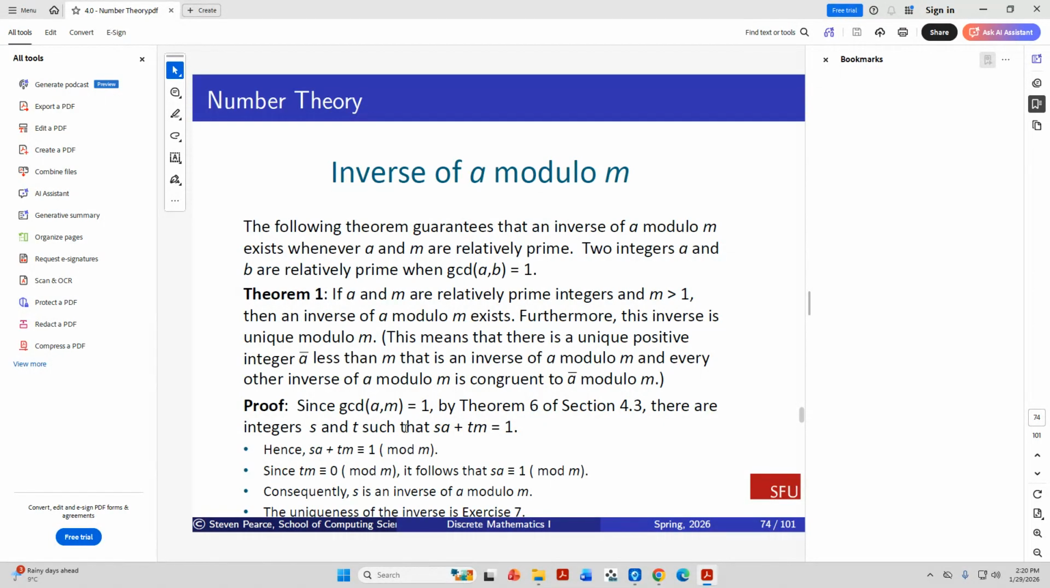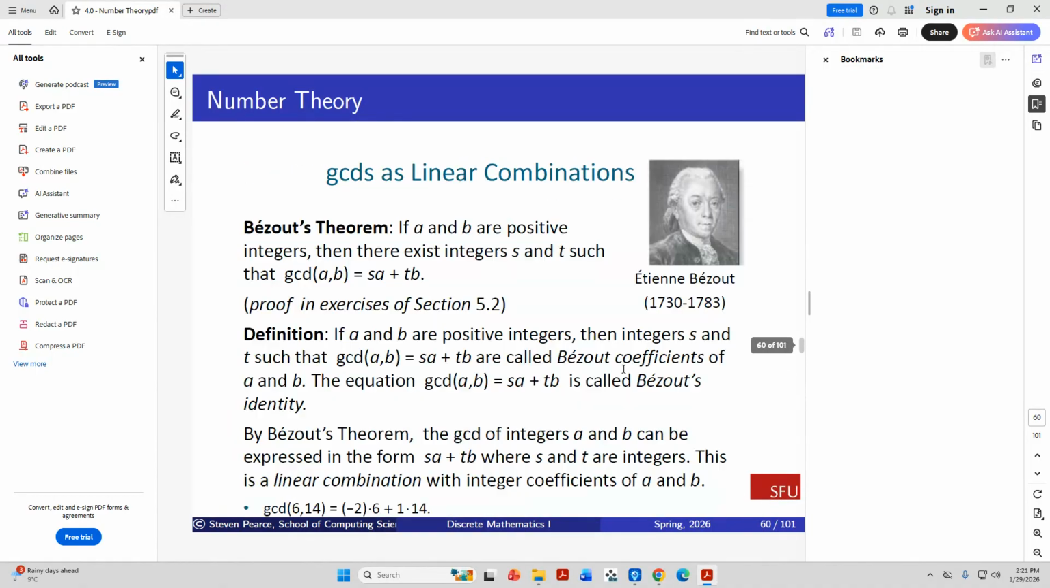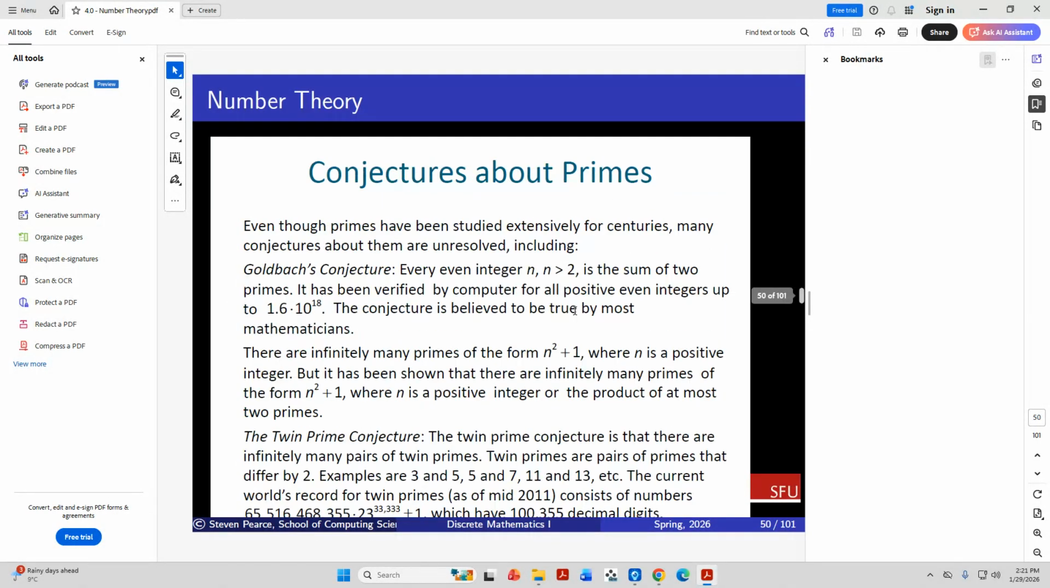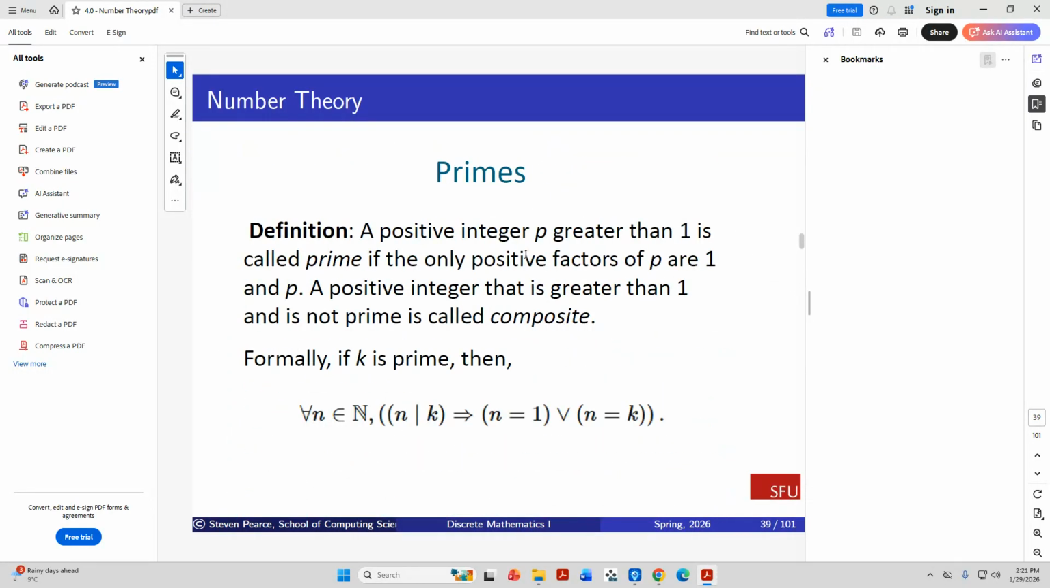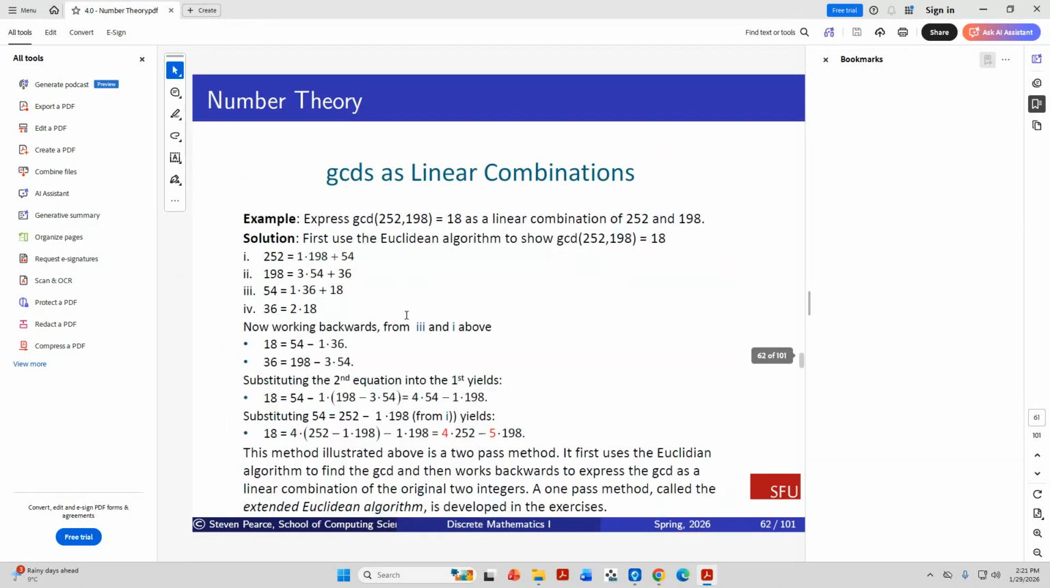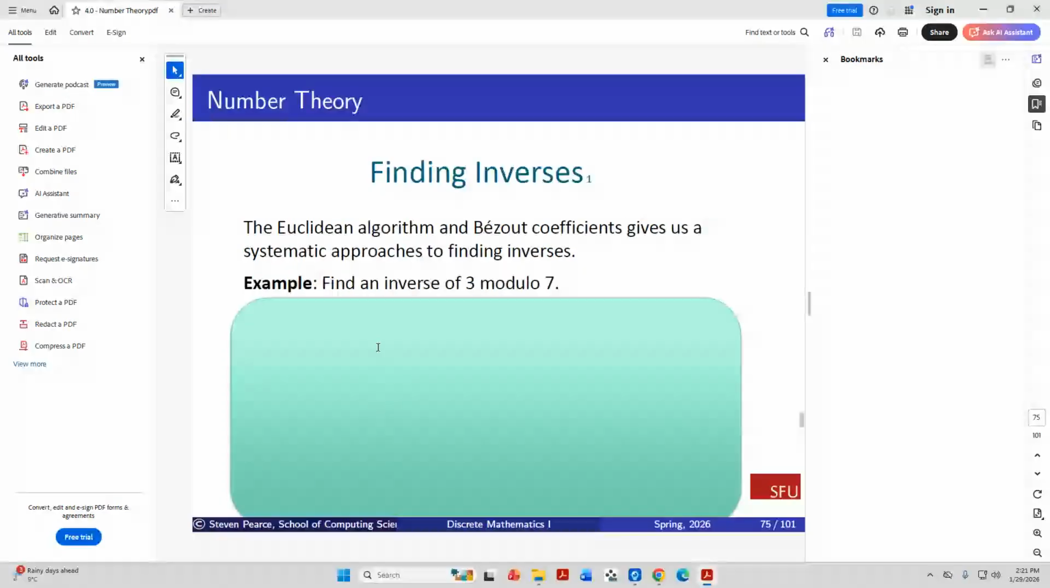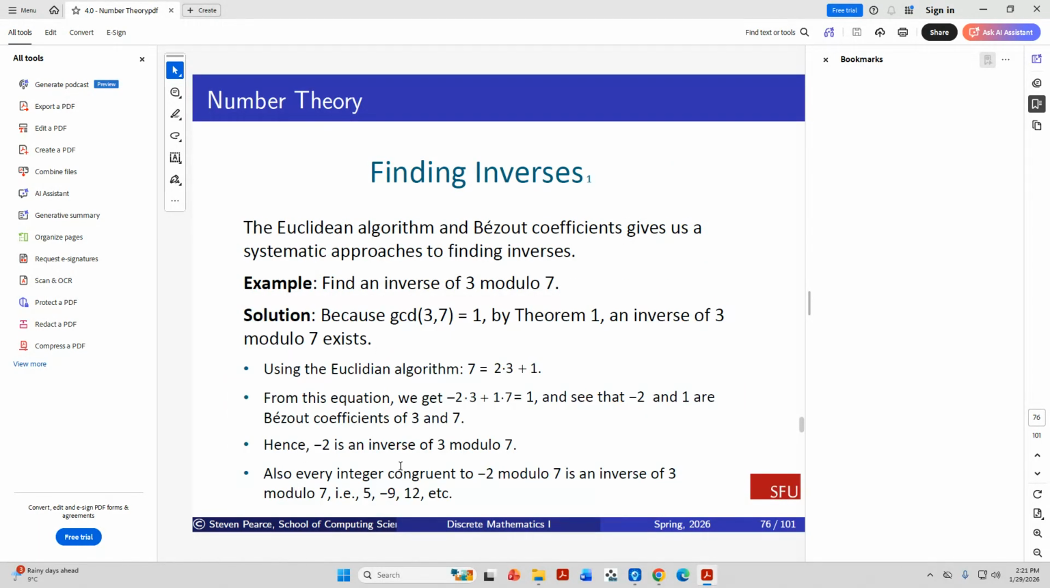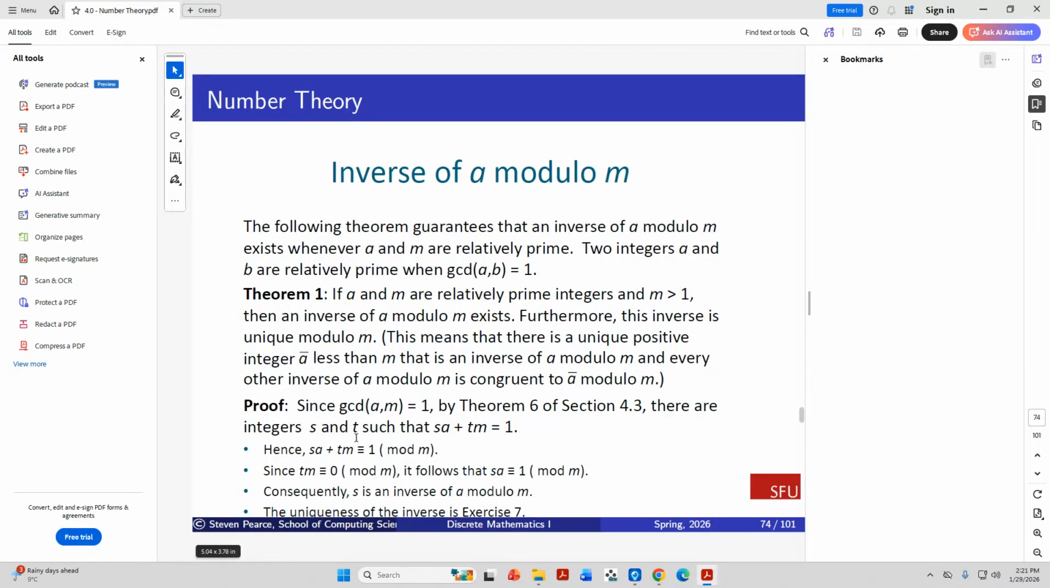Since the greatest common divisor of a and m is 1, by theorem 6 of section 4.3, there are integers s and t such that sa plus tm equals 1. I think we did do section 4.3. Yes, this is 4.3 right here. Of course we did. I just wanted to make sure. So the proof of this theorem has already been proven.